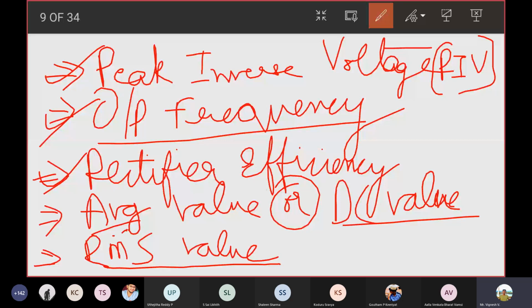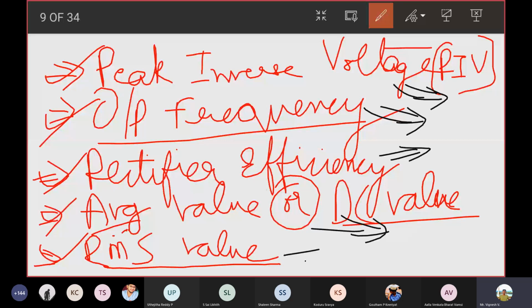So we check what the RMS value is also. I'll come to what RMS is and its importance, because you already know. In any case, since you did not respond well, I'll tell you the importance of RMS also. So we look at all these parameters. For the half wave rectifier you have designed, there should be a peak inverse voltage, an output frequency, a rectifier efficiency, an average value and an RMS value. We look at average value and RMS value first, and then we'll go to the other three parameters later.